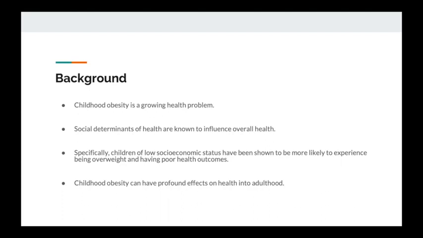Social determinants of health may influence overall health and play a prominent role in childhood obesity. Social determinants were first posited by Michael Marmot and contain 5 different pillars, including economic stability, education access and quality, healthcare access and quality, social and community context, and neighborhood or built environment in which one lives.